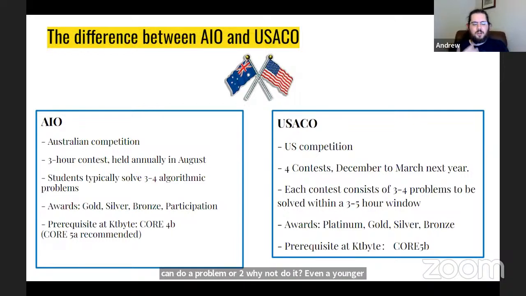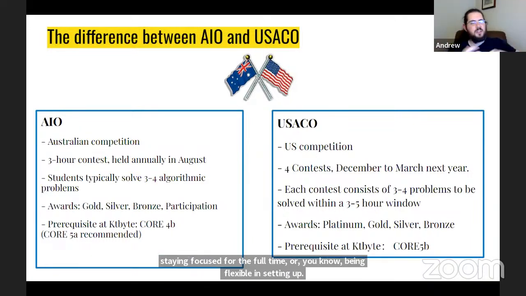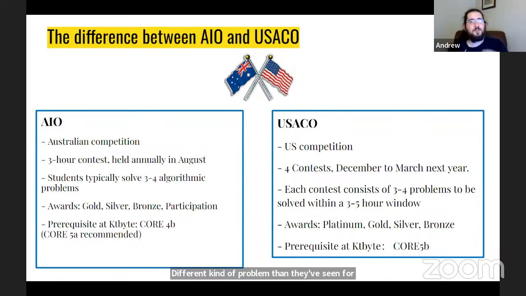But what a lot of younger students and less experienced students have more trouble with is just the overall side issues about doing the competition: staying focused for the full time, or being flexible in setting up a different kind of problem than they've seen before, or maybe they're not even used to setting up their own programs because they're used to us giving problems and they just answer them. So there's a certain amount of independent work that's required and ability to be flexible with your thinking, that it's definitely a little easier and less stressful once you're at a higher level.